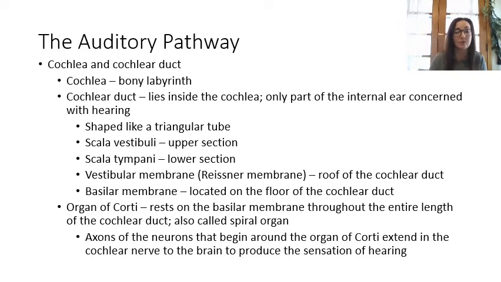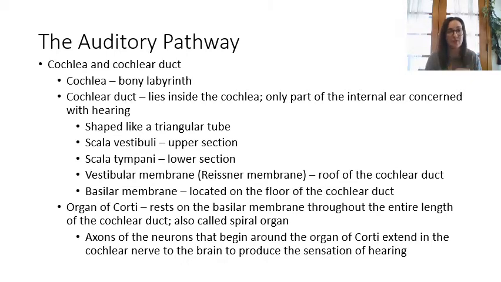Inside the cochlea, we have a cochlear duct, and that cochlear duct is like a coiled duct. If we look at a cross section of it, it almost looks like a triangular tube. Within that cochlear duct, we've got scala vestibuli and scala tympani, and these are the upper and lower sections, respectively, of that cochlear duct. The roof of the cochlear duct is called the vestibular membrane, sometimes just called Reisner's membrane. And then the floor of the duct is the basilar membrane.